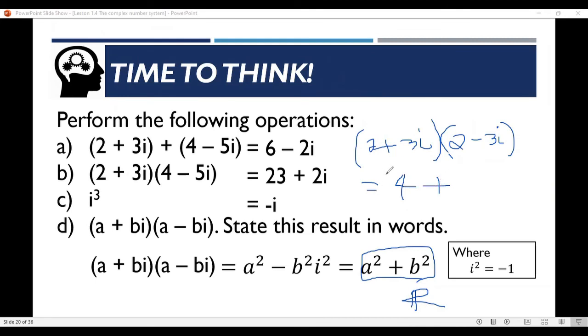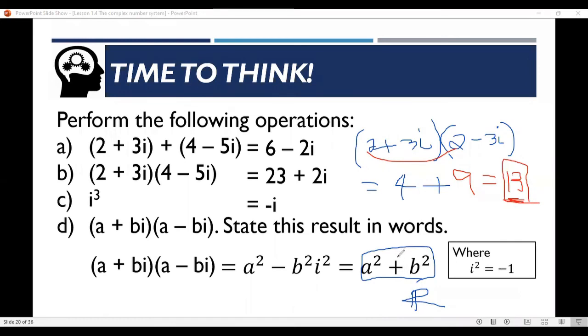4 plus 9. Di ba? Ito yung 2, ayun yung a square. Tapos yung b square, yung 3. 3 times 3, 9. So, plus pa rin yung gitna. So, 4 plus 9, 13. Di ba? Mula doon sa complex at saka yung kanyang conjugate, naging real na lang. So, kaya pag nilagay natin sa statement, the product of a complex number and its conjugate is a real number.